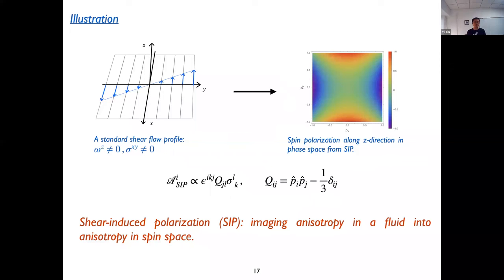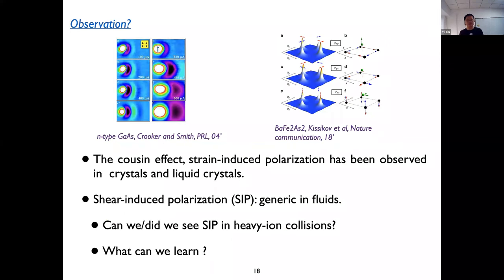Finally, I want to talk about the observational signature of the spin Hall effect. But before doing that, I also want to mention this. In crystals, in liquid crystals, there's a similar effect called strain-induced polarization. If you create some displacement in such a crystal, it will generate spin polarization in a specific way. This is also a very hot topic in the condensed matter community. But a fluid is not a crystal, which means that if you create some displacement, there's no energy cost. What costs energy is generating gradients. That's why for the fluid, what generates polarization is the shear.